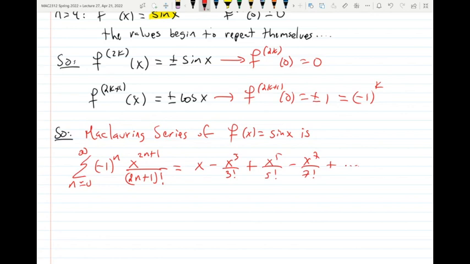Okay? So, only odd powers, and the easy way to remember this is that sine is an odd function. And that's why you only have your odd powers. And you have to alternate.